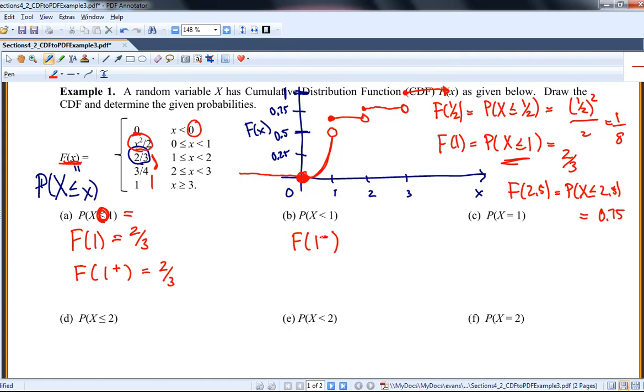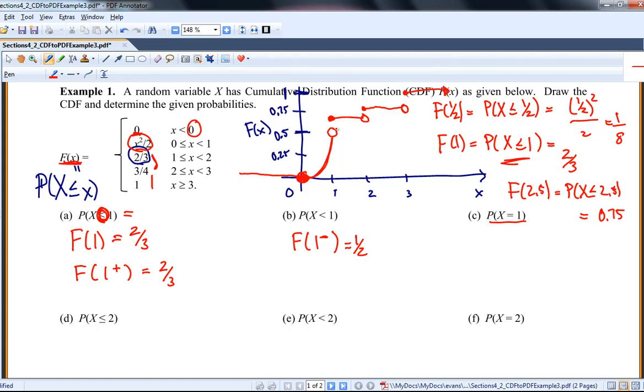So if I want strictly less than 1, that's F of 1 coming from the left. I haven't hit 1 yet, so up here, as you see, as I come to 1 from the left, my value is just going to be 1/2, right? I put 1, I haven't hit 1 yet. When I hit 1, I get 2/3, but coming from the left, I stick 1 in here, and the probability is 1/2.